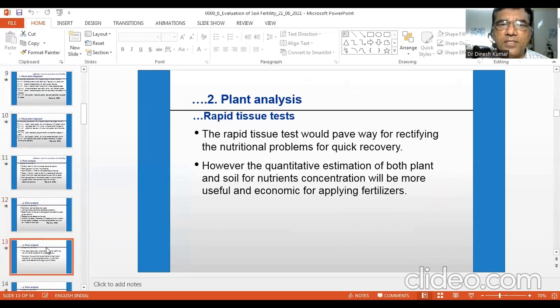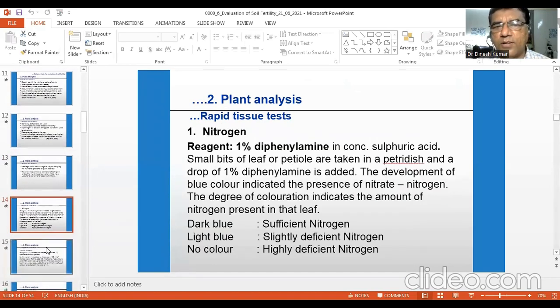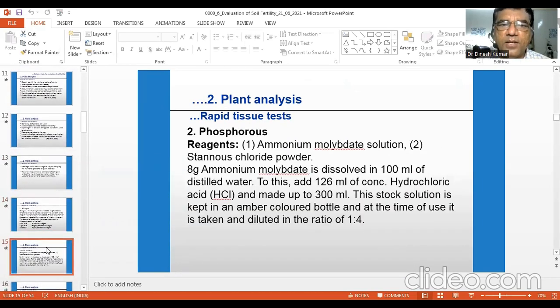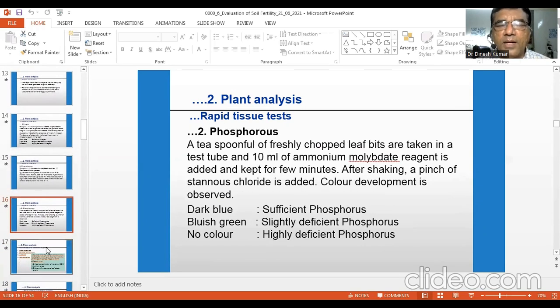Rapid tissue analysis, and I have suggested you a test of nitrogen, similarly a test of phosphorus. You need to conduct all these tests on the plant sap, and plant sap can be easily extracted. You can have a pestle and mortar and take the important plant parts and crush them, and then strain them and take the sap out. And that sap can be used to see the status of nutrients.